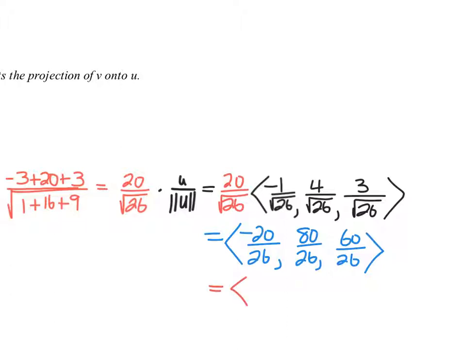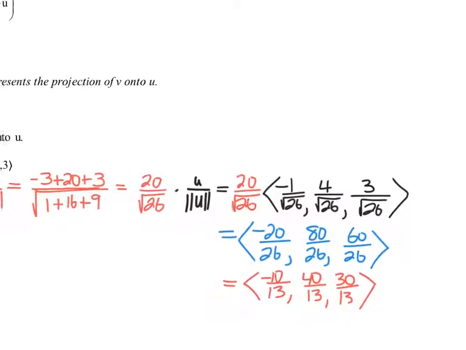And so the projection of V onto U, the amount of V that impacts U, in the direction of U, was 20 over root 26. That was the magnitude of that. But if I were to go out in terms of a vector in the direction of U, this is how far I would get. So negative 10 over 13, 40 over 13, 30 over 13.